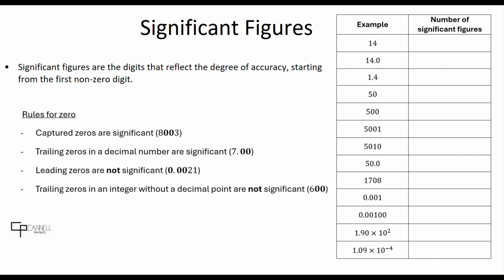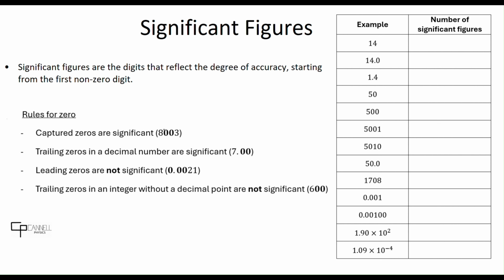Now that we've done a few example problems, the question is, how do we know how many digits to use when writing our final answer? So enter significant figures. What are significant figures? They are the digits that reflect the degree of accuracy, starting from the first non-zero digit. Here are 4 rules to decide whether zeros are significant or not in your answer, because 0 is the tricky one.